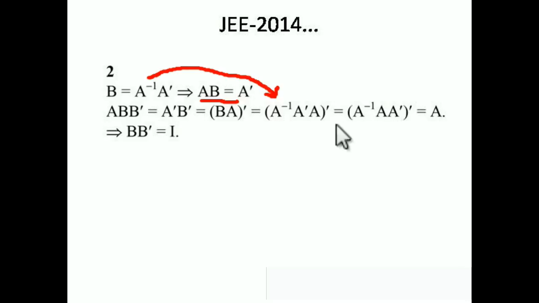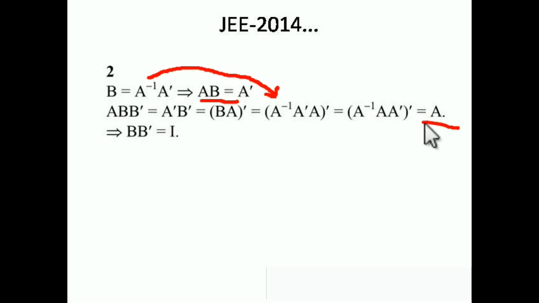So A inverse into A becomes I, and I into A dash becomes A dash. And A dash whole raised to dash, that means transpose of A transpose, becomes A itself. So B inverse, B into B dash is equal to what? This is A. Now finally we have A B dash is equal to A. You will see here A B dash is equal to A.